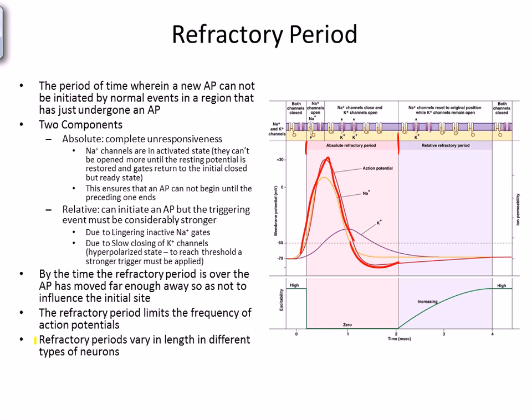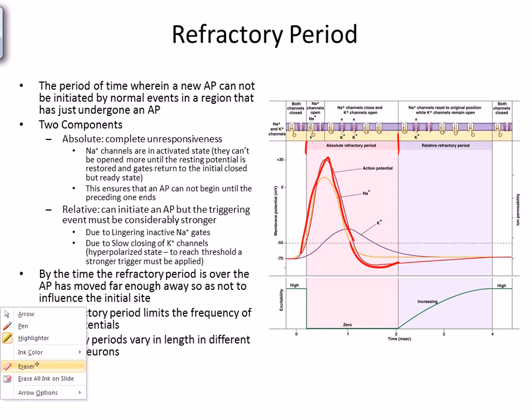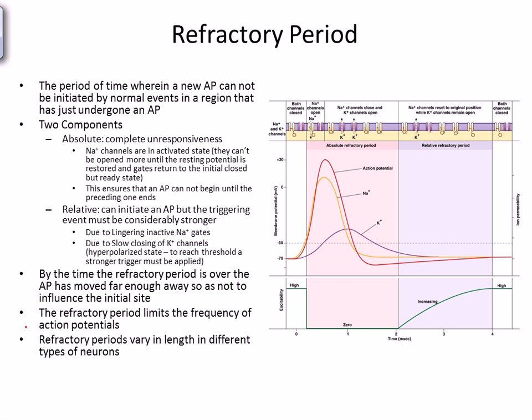On the upswing, when my action potential is going up and I'm allowing sodium to come in, if I trigger another action potential, I can't open up any more channels. So I can't force another action potential to occur. Does that make sense?